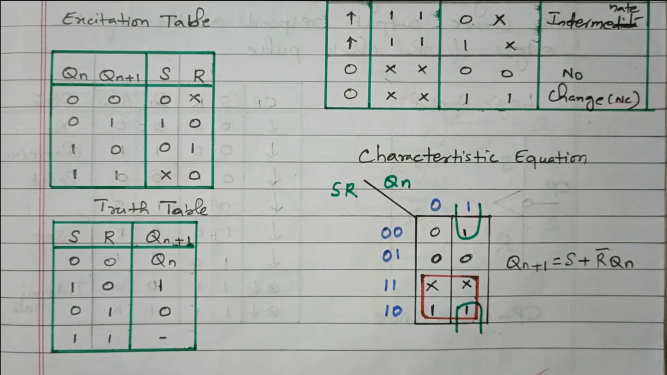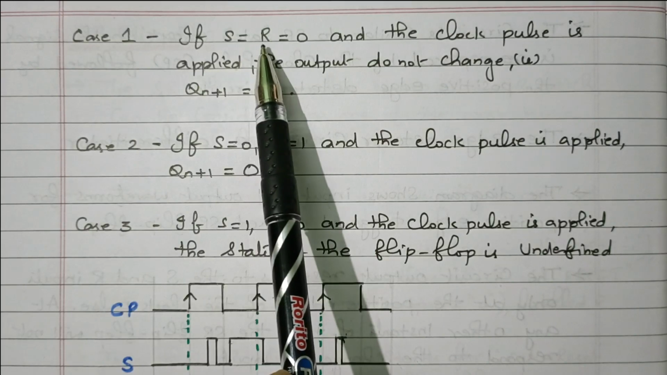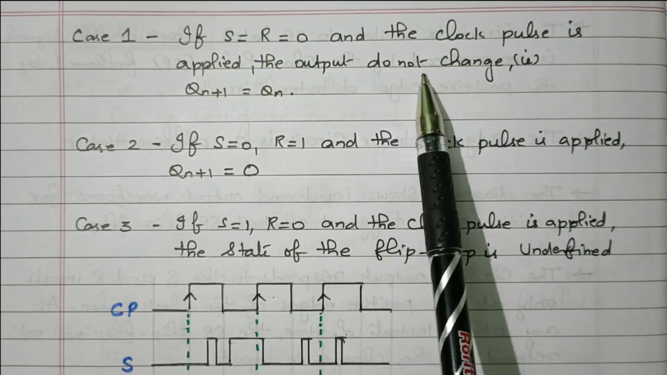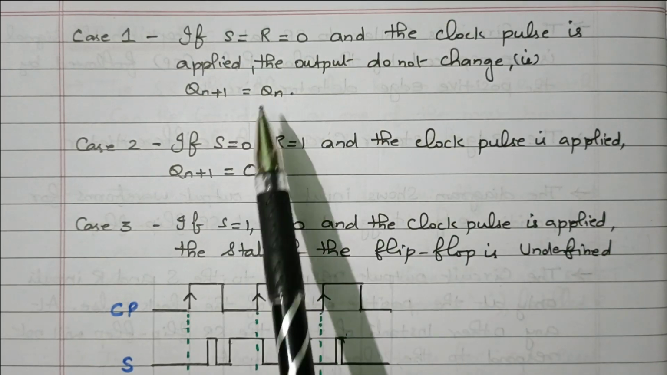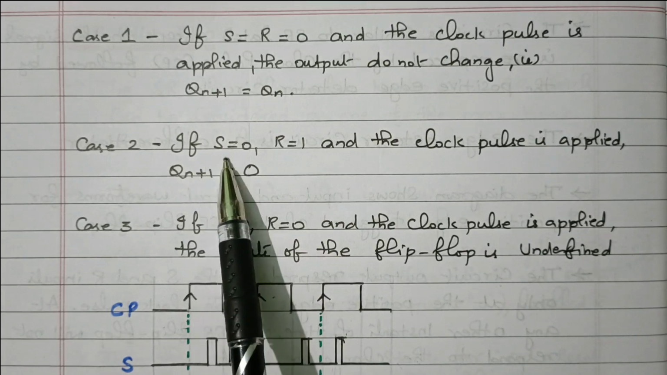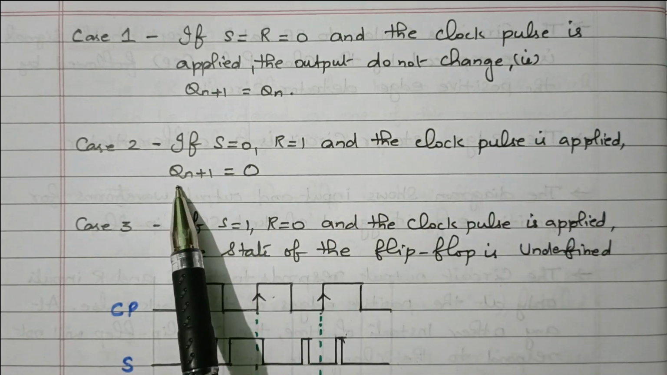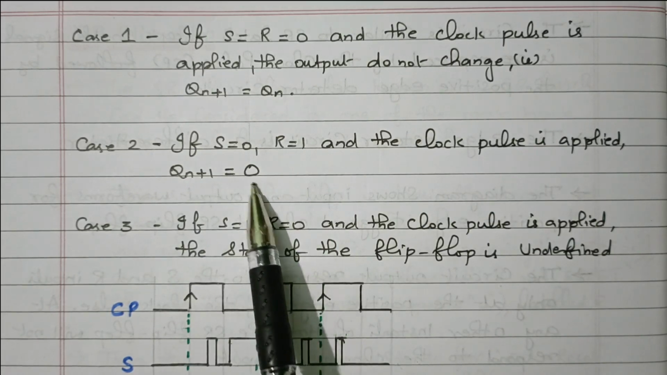Now we'll see some more detail and the clock circuit. So case 1, if S and R both are equal to 0, the clock pulse is applied, the output does not change, there is no change. Next state is equal to present state. Case 2, if S equal to 0, R equal to 1, then clock pulse is applied, the next state is 0. R means reset, so the output is reset to 0.